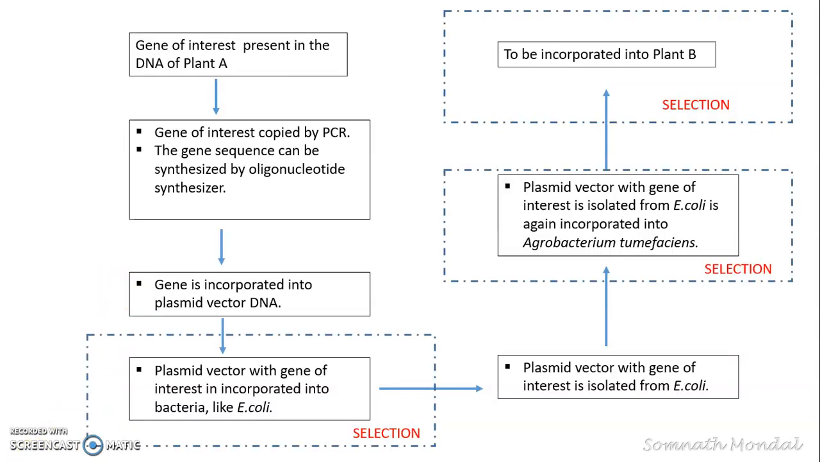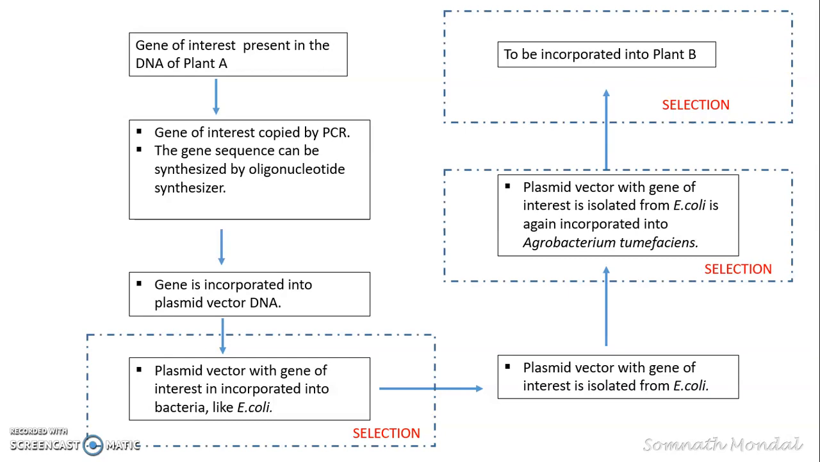Now, this is an overall scheme of transferring a gene from plant A into plant B. The gene of interest present in the DNA of plant A can be either copied by PCR and then eluted, or the gene sequence can be synthesized by an oligonucleotide synthesizer. Then, the gene of interest can be incorporated into plasmid vector DNA. This plasmid vector DNA with the gene of interest is transformed within E.